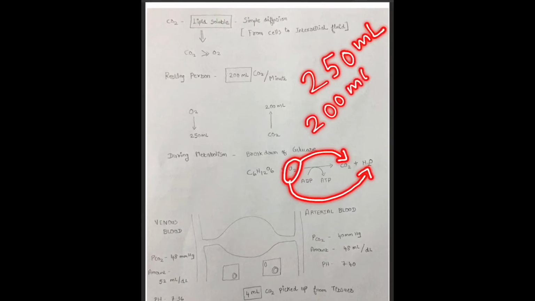Some oxygen molecules get converted into water. That's why when 250 ml of oxygen gets delivered to the tissue, after the breakdown only 200 ml of carbon dioxide is produced. I hope you understand now.